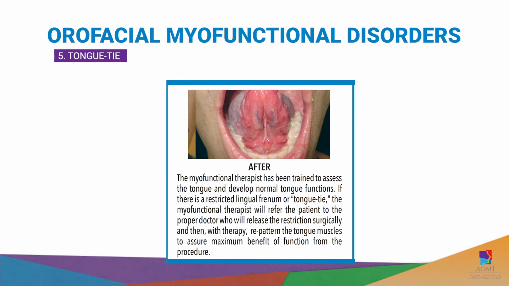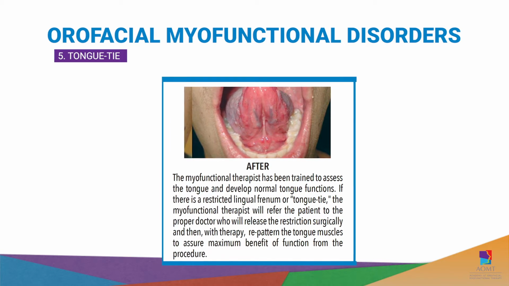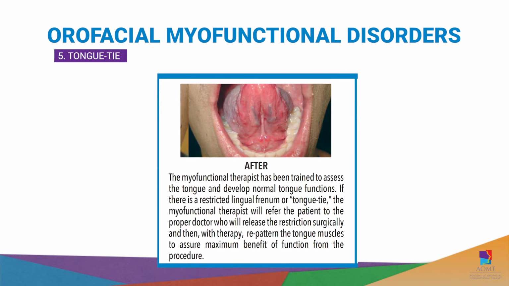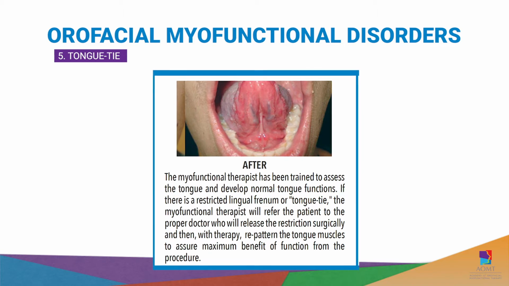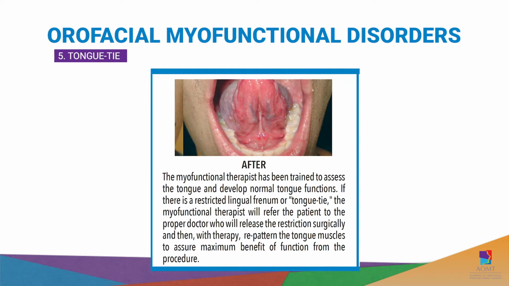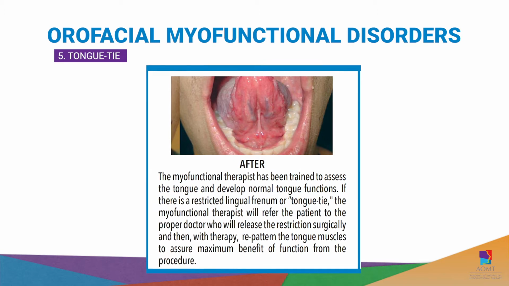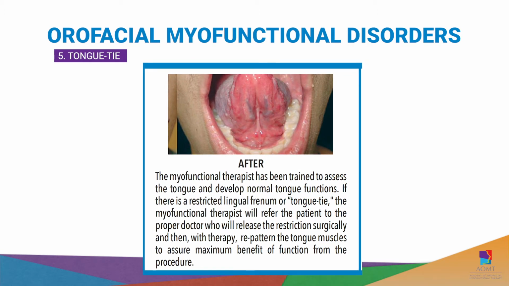After, the myofunctional therapist has been trained to assess the tongue and develop normal tongue functions. If there's a restricted lingual frenum or a tongue tie, the myofunctional therapist will refer the patient to the proper doctor who will release the restriction surgically and then, with therapy, repattern the tongue muscles to assure maximum benefit of function from the procedure.